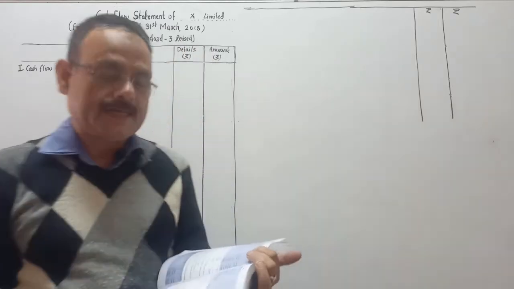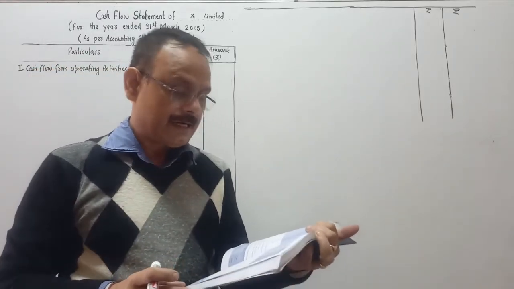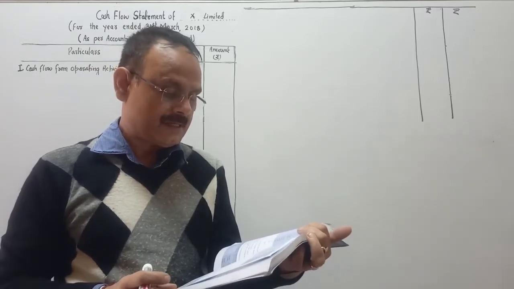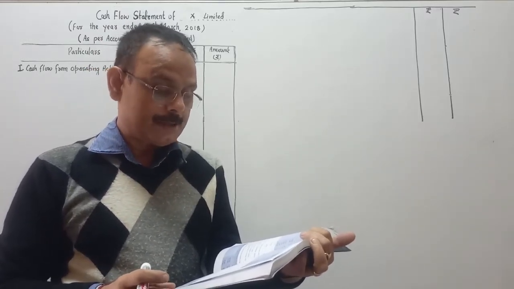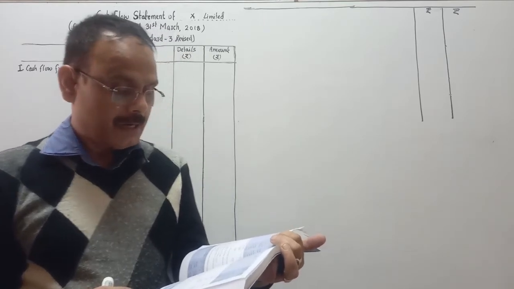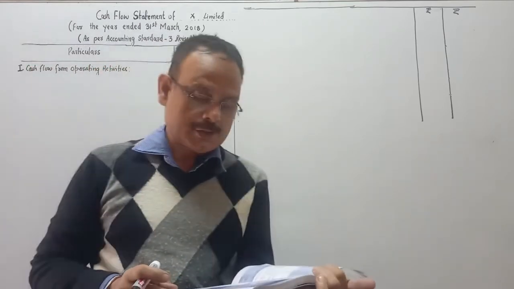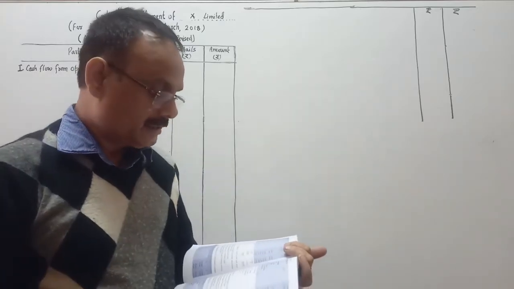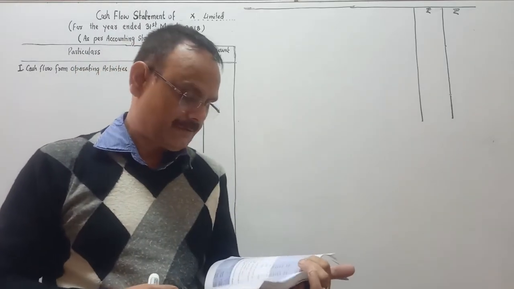Apart from that, additional information is given regarding the interim dividend paid during the year, rupees 60,000. Land was sold at a profit of 30,000. Plant of the book value of 20,000 was sold during the year at a loss of rupees 8,000. These three pieces of additional information are given.